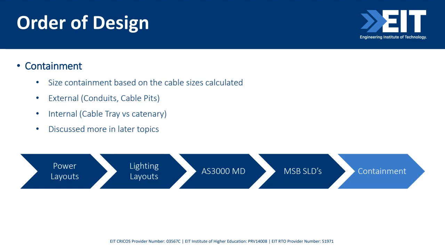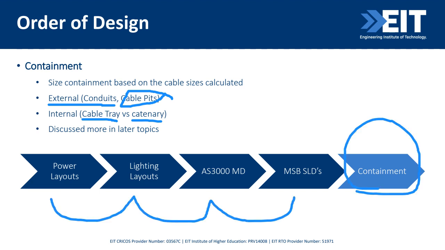Containment, this is very specific to each project. So you might have cable tray, you might simply have catenary, you might have cable ladder. Maybe everything is run in conduits. Externally, we typically use conduits in the ground between pits, but we can size how many conduits we need and then work out how big our pits need to be. And it all comes down to how many cables we need to run and how big they are. And we don't know that until having completed all of these steps before. So that's why containment is our last order of design.